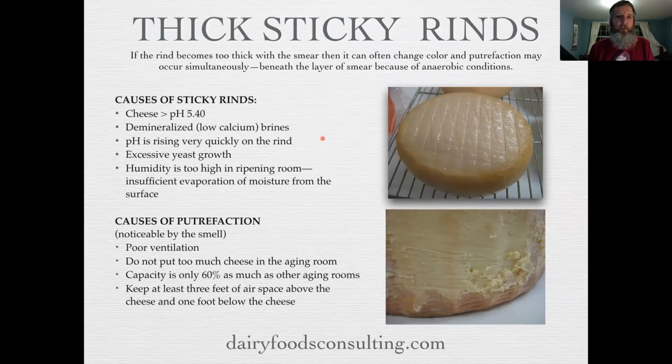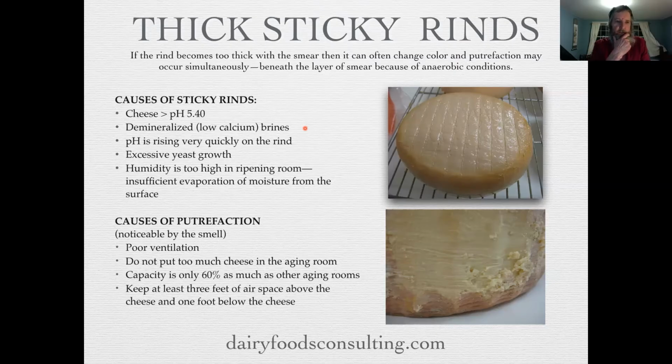The other thing that can happen is if you're using a new brine or your brine has gotten really low in calcium, which, the only way a brine can be low in calcium is when you make it up new, because when you're making a brine for the first time, you should be putting in some calcium chloride to balance it with the calcium content of the cheese. Otherwise, the calcium leaves the cheese, giving you a very soft, sticky rind. And that's even without any growth on it. So remember that we've got that as a factor, as a cause too.